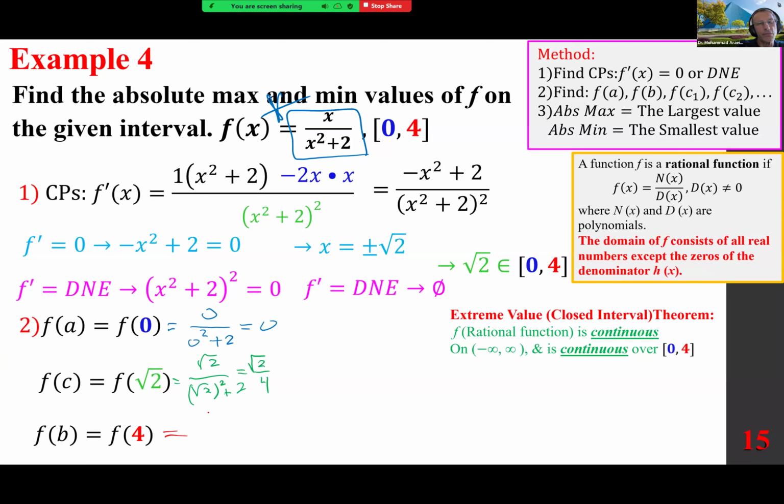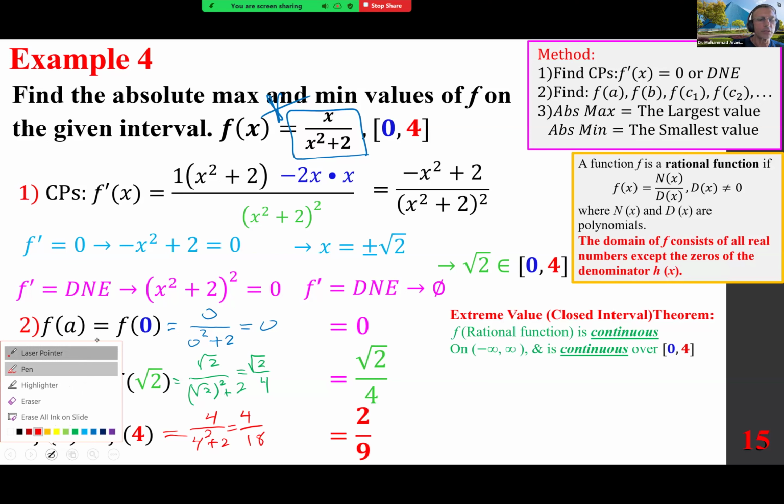F of 4 is 4 over 4 squared, which is 16, plus 2, making it 18, and 4 over 18 is 2 over 9. So these are the answers, and clearly 0 is the smallest value, so the absolute minimum is equal to 0 at this pair, and this is larger than this.